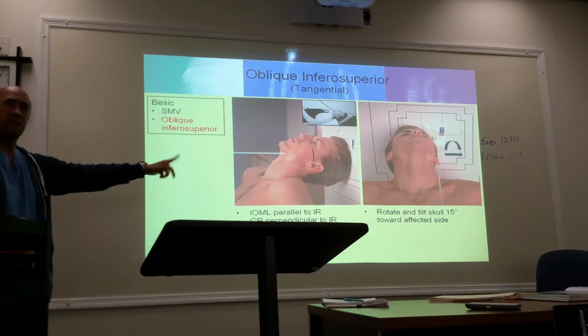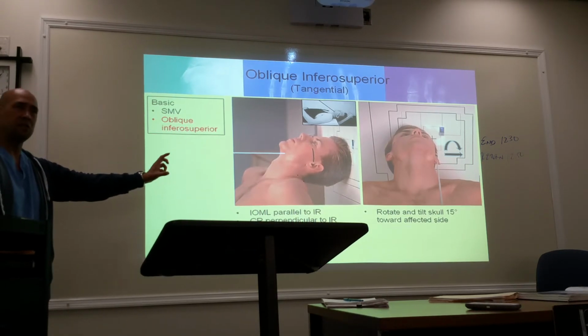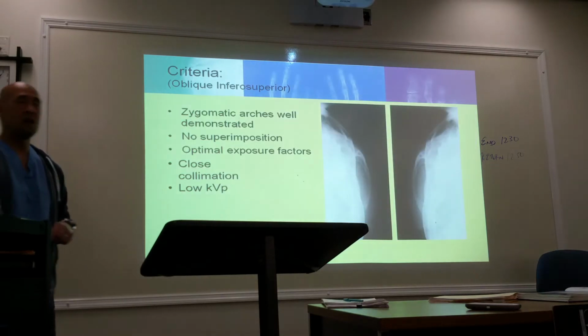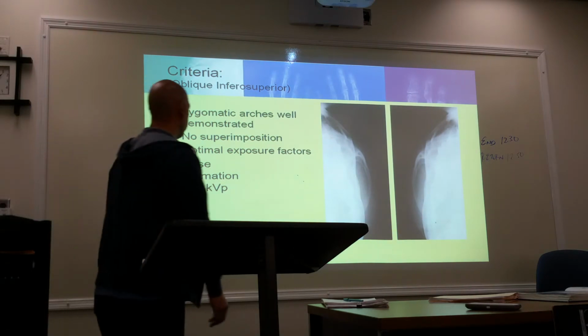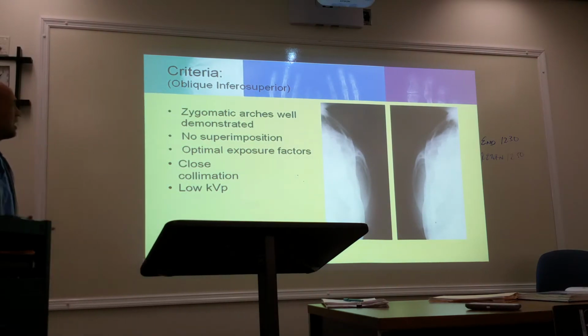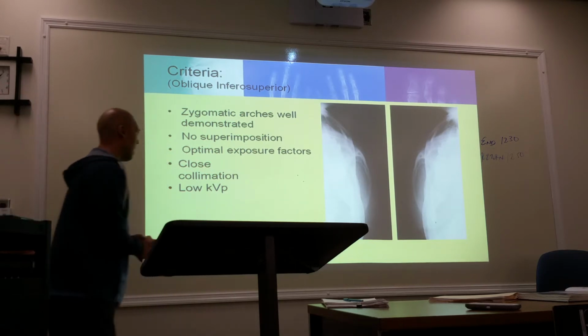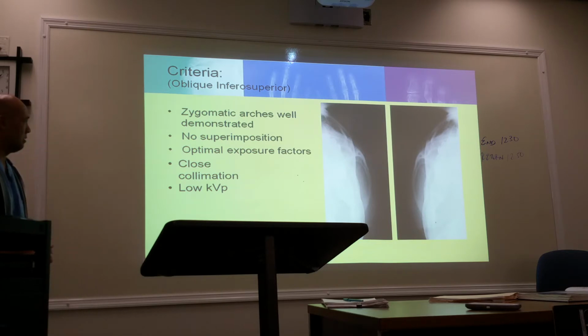Okay. Any questions on the 15-15? So 15 rotation, 15-degree tilt towards the affected side. Okay, and you're only focusing on one, it's unilateral. So one zygomatic arch is going to be demonstrated very well with no superimposition, again using optimal exposure factors. Okay, post collimation and also low KVP.